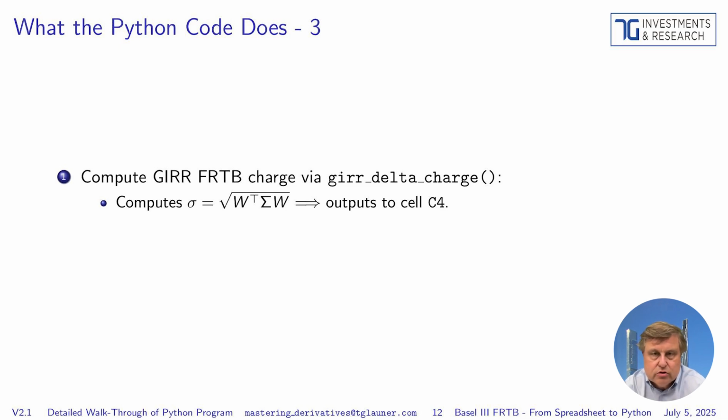The Python code calculates the GIRR FRTB charge using the function GIRR delta charge. This function computes sigma, which is the charge, as the square root of W transpose times sigma times W. This sigma is the end result, and in the Excel it was in sheet consolidated view in cell C4. This calculation provides a measure of risk based on weighted sensitivities and their correlations.